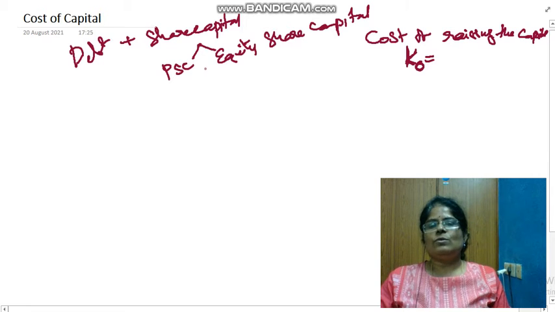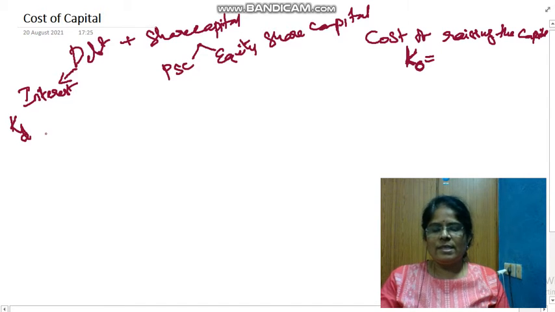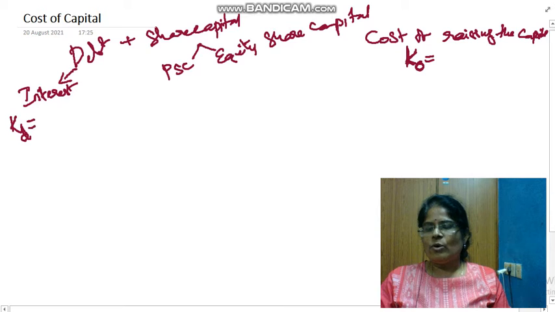First come to debt. Once your funds are raised through debt, you are going to pay the interest. This will be denoted as KD. Cost of debt is denoted as KD. What is KD here? KD is equal to interest into 1 minus T.